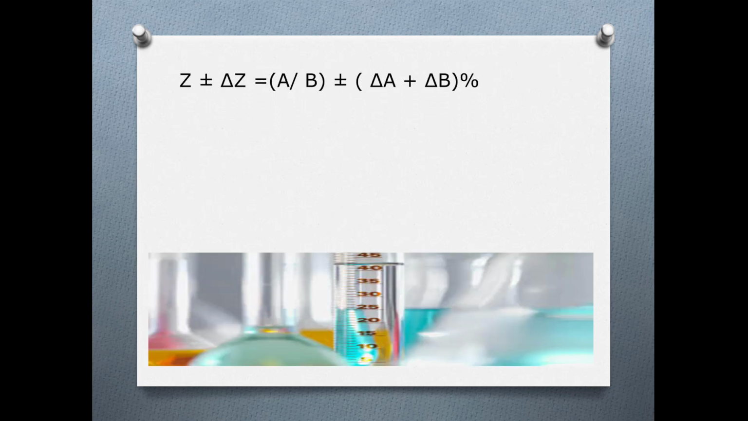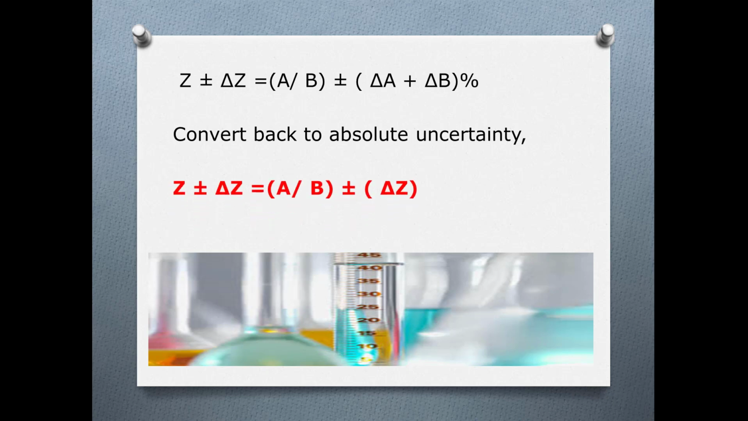Okay, so what will happen over here? Z plus minus delta Z is equal to A divided by B plus minus delta A plus delta B percent. These are general values. So you have to apply these general values into calculations. So in the end, the last step will be to convert it back to absolute uncertainty. Z plus minus delta Z is equal to A divided by B plus minus absolute uncertainty in the final result.